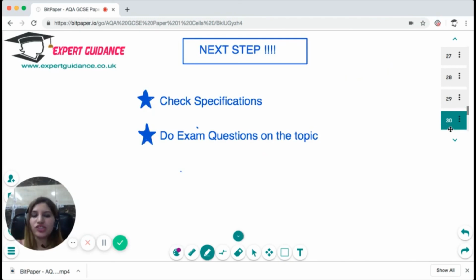Now what you need to do next is check the specification, make sure the specification is clear to you, and then you need to do the exam question on this topic. If there's still anything that you do not understand, leave a comment below and we'll reply to you as soon as possible. Or you can come to our website where we have set up a 24/7 chat support till your exam. You can come anytime, ask any questions, and you can get an instant reply.